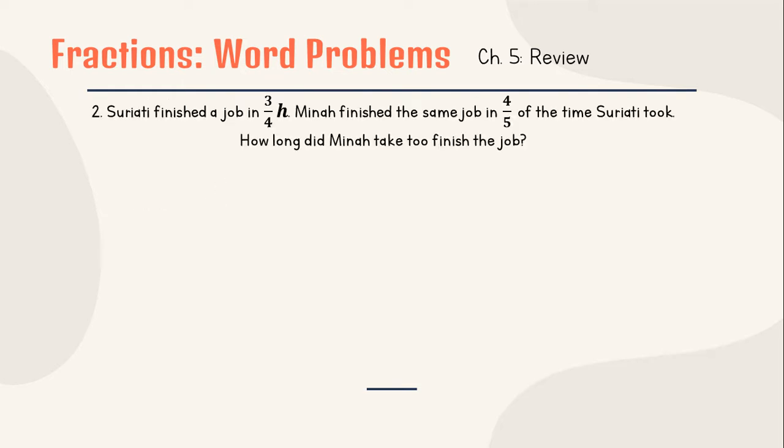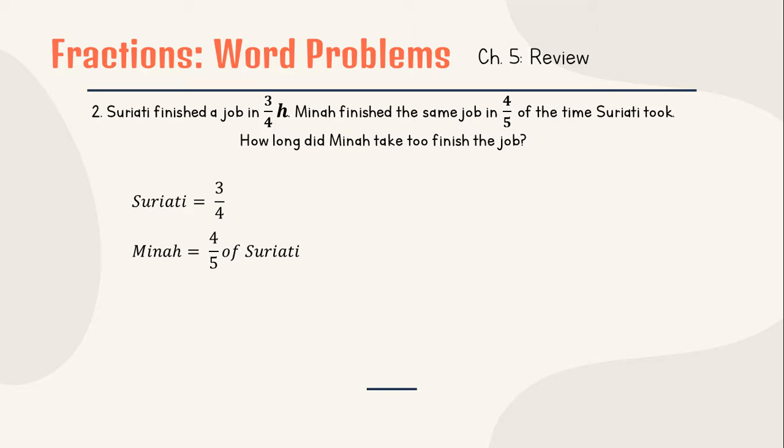Suryati finished the job in 3 per 4 hour. Mina finished the same job in 4 per 5 of the time Suryati took. So we know that here, Mina's is not 4 per 5 hour, but 4 per 5 of the time Suryati took. So how long did Mina take to finish the job? Suryati 3 per 4 hour, Mina 4 per 5 of Suryati.